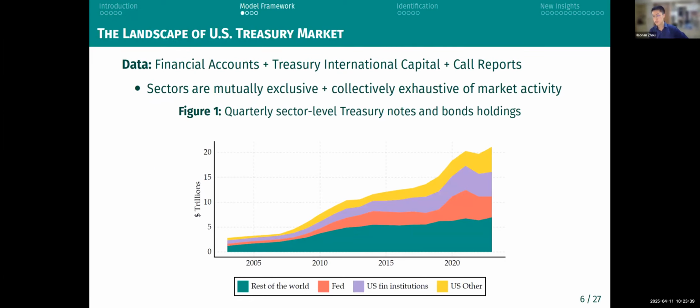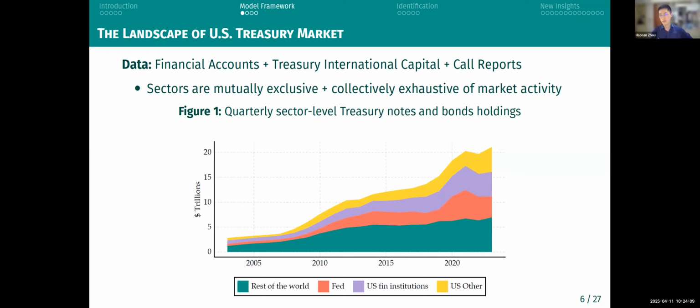So this is just to set the stage in terms of what our main environment looks like. Our data is based on financial accounts, so sector-level holdings, plus country-level holdings of treasuries collected from the Treasury International Capital System, plus individual bank holdings collected from call reports. All of these are publicly available data.